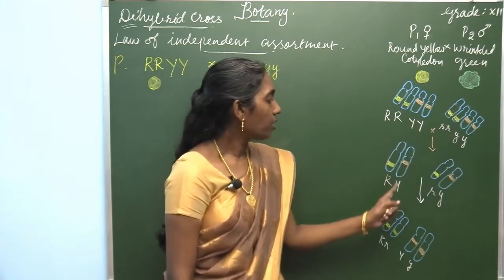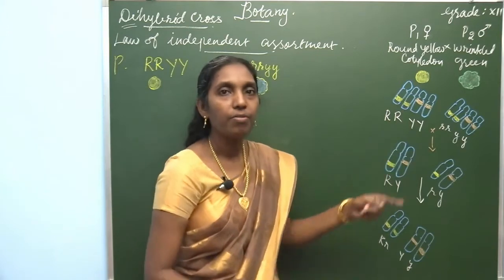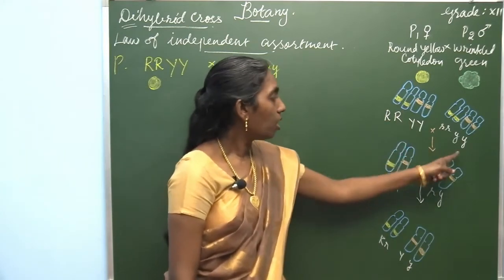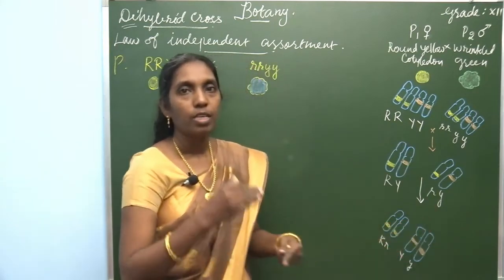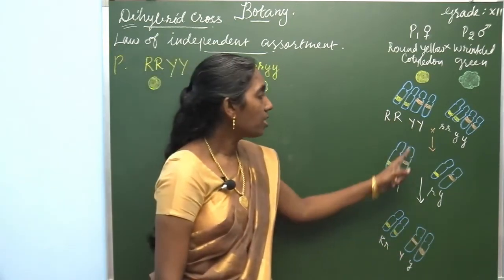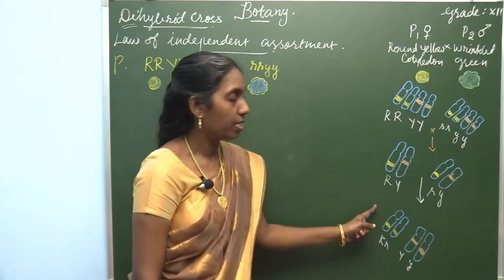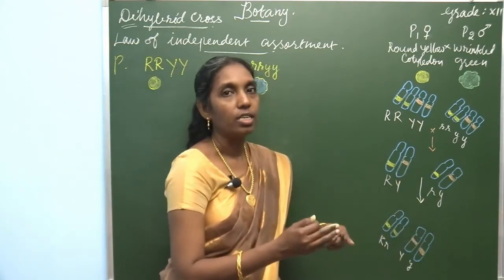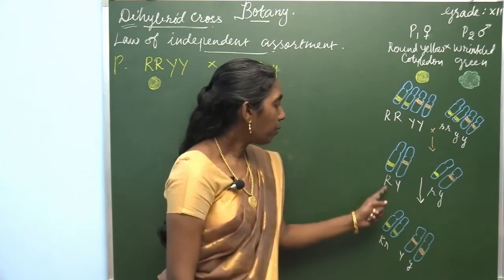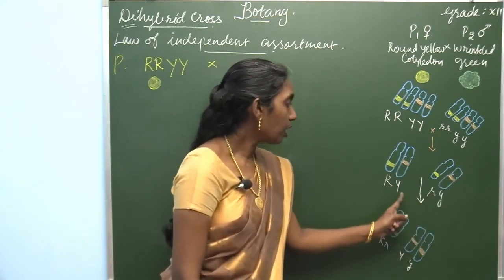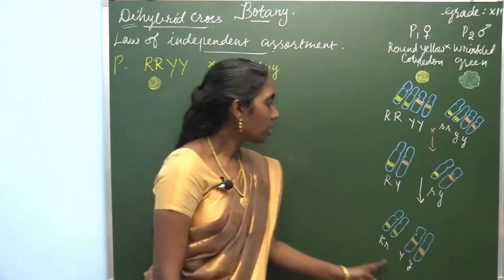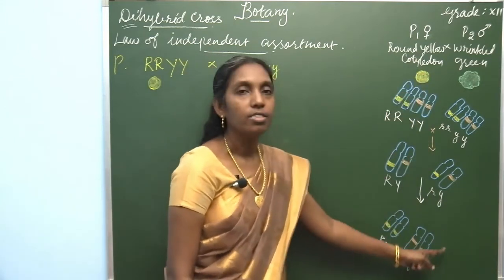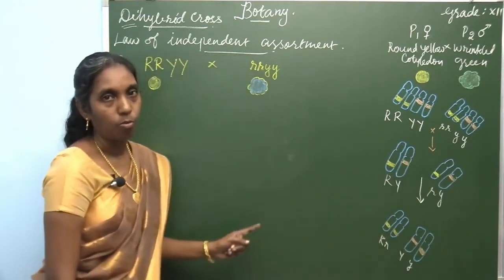In the F1 generation, at the time of gamete formation it produces capital R and capital Y, small r and small y. These are the alleles. These are the gametes. And when they cross between each other in the F1 generation, it produces capital R, capital Y, small y. So it shows inside the chromosome.